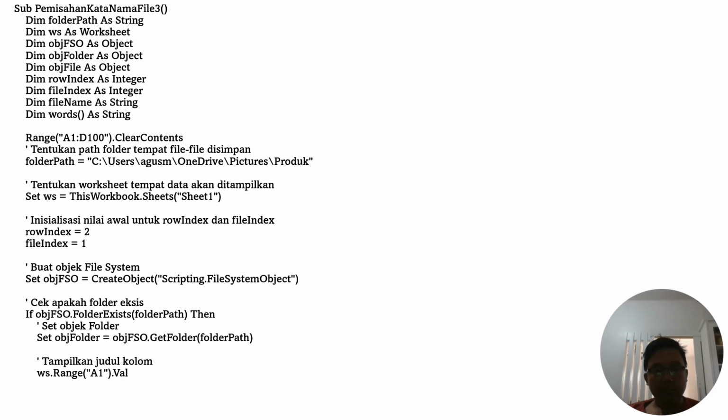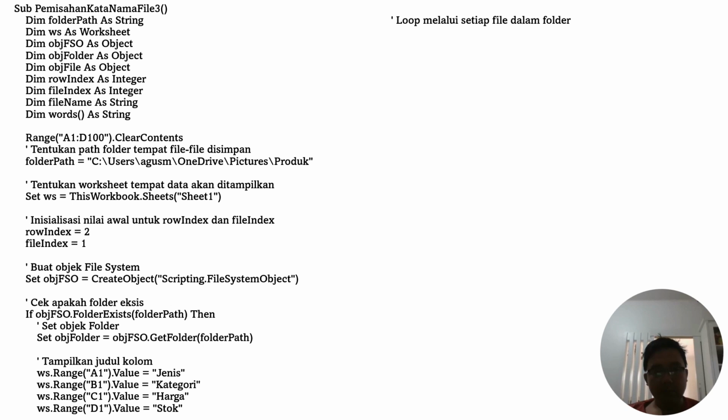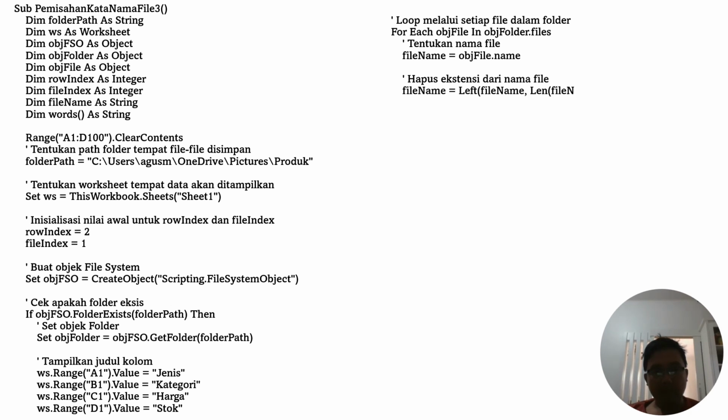7. The code checks if the specified folder exists using the folderExists method of the objFSO object. 8. If the folder exists, the code proceeds with the file processing. It sets the objfolder variable to the specified folder using the getFolder method of the objFSO object. 9. The code then sets the titles for the columns in the worksheet, name, category, Harga, stock, by assigning values to the respective cells in the worksheet.